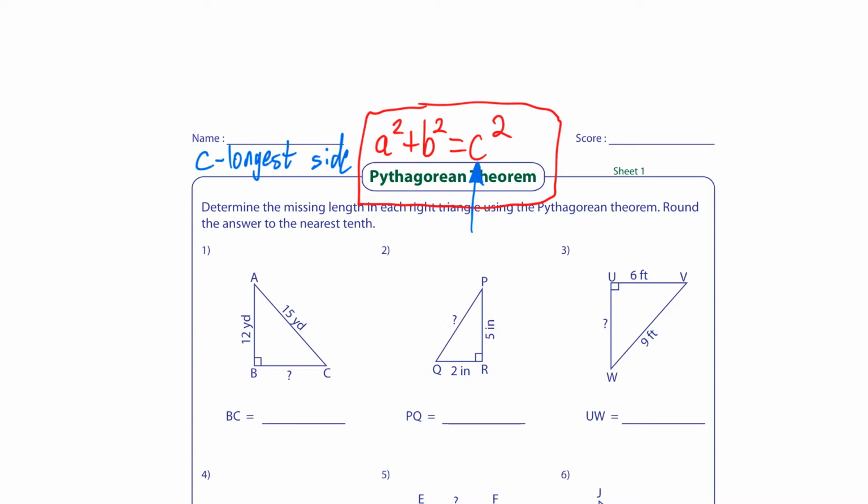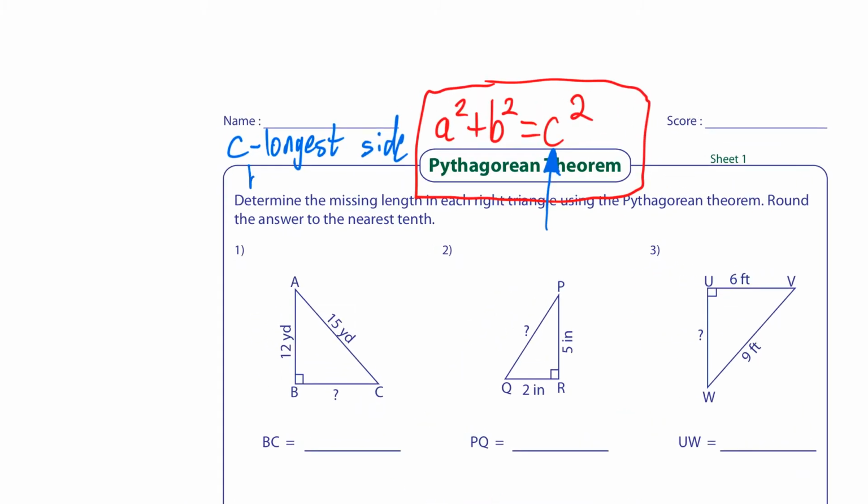Now, there's a special name that we call that longest side. Hypotenuse. Okay, good. It is the hypotenuse. It's always the longest side. Okay? The hypotenuse is always the longest side.